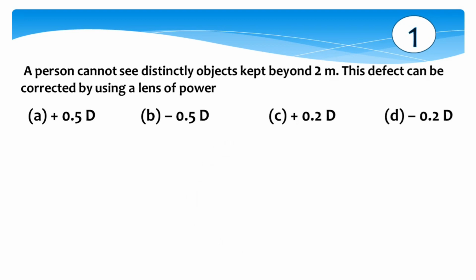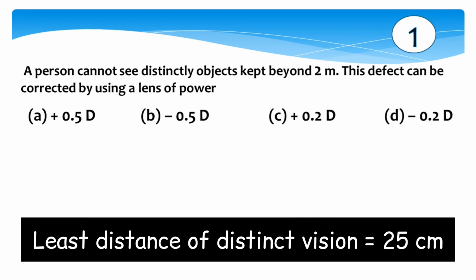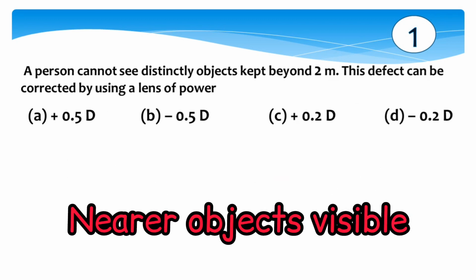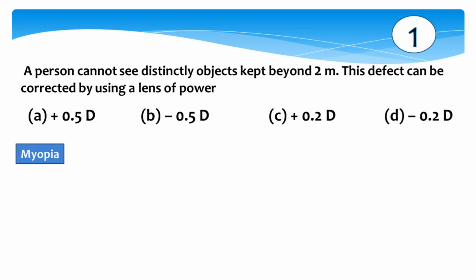Here, the person cannot see objects kept beyond 2 meters. We know that the least distance of distinct vision is 25 centimeter. That means from 25 centimeter to 2 meters he can see clearly. So what type of defect is this? The person can see objects in front or just before 2 meters but cannot see beyond 2 meters. So the person can see objects kept nearer but not objects kept far away. So this means the person is suffering from short-sightedness or myopia.